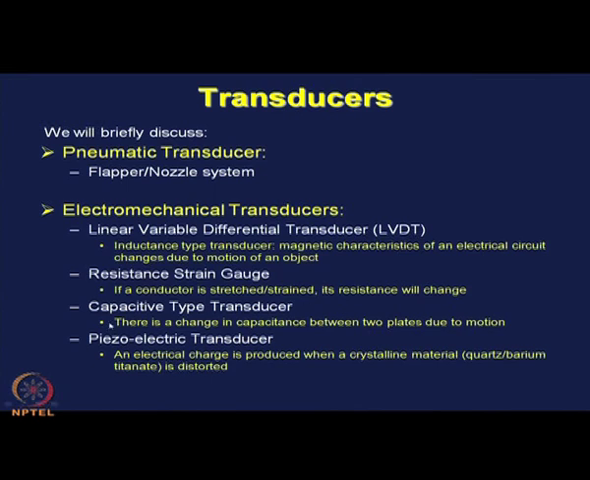Similarly, capacitive type transducer is based on the fact that there is a change in capacitance between 2 plates due to motion. Finally, piezoelectric transducer is based on the fact that an electrical charge is produced when a crystalline material such as quartz or barium titanate is distorted.